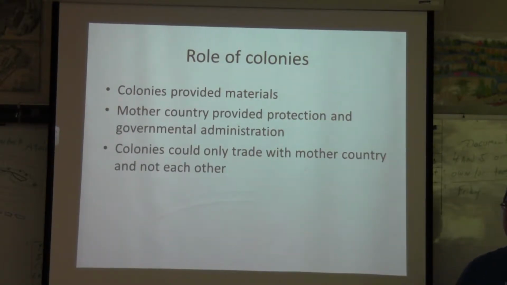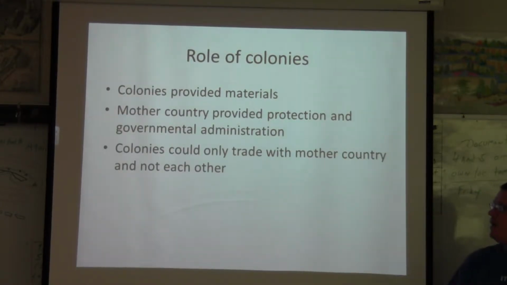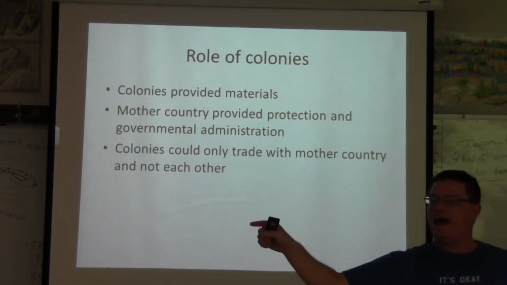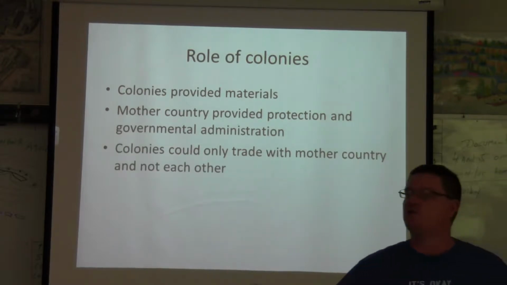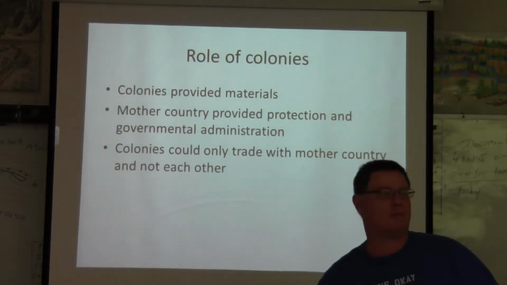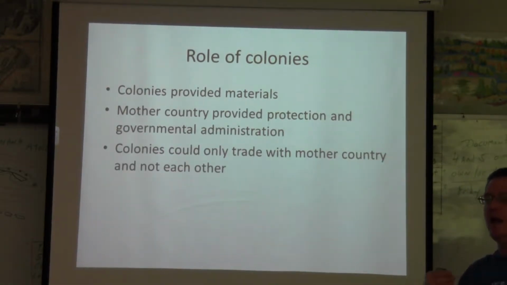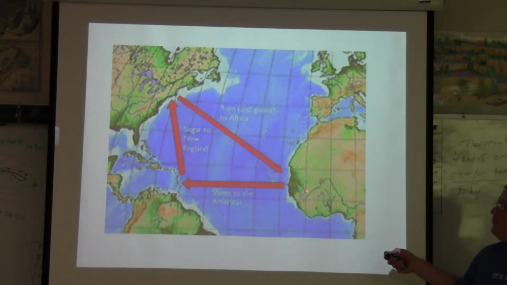All right, we will keep the natives or the other foreign governments away from you, and we will administrate you. All right, we will be the government. And you are only allowed to trade with the mother country. Spanish colonies can only trade with Spain. British colonies can only trade with Britain. French with French. There was no cross trade, which would make sense since the colonies are right next to each other. They were not allowed to do it so the mother country can maximize the profit.